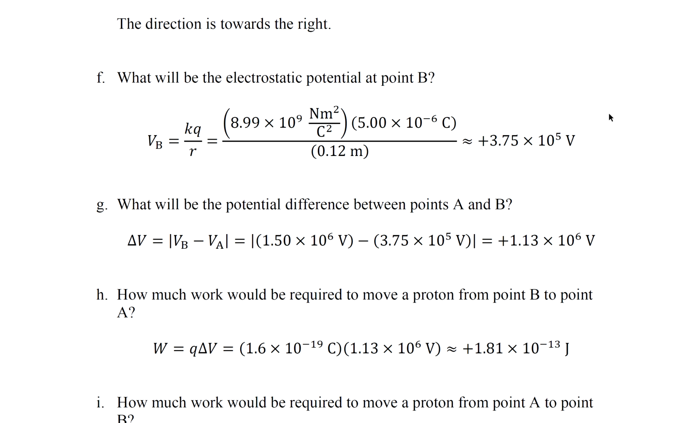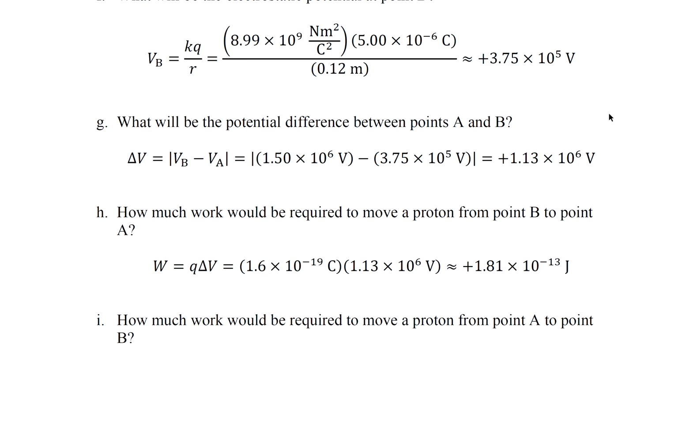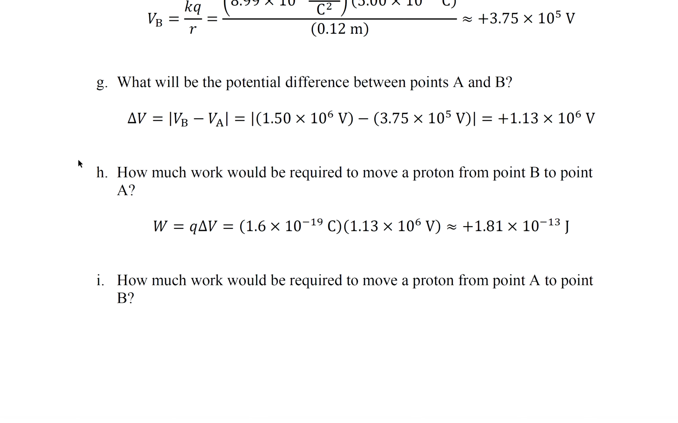Part G, what will be the potential difference between points A and B? That's going to be V sub B minus V sub A. Part H, how much work will be required to move a proton from point B to point A? That's Q delta V.